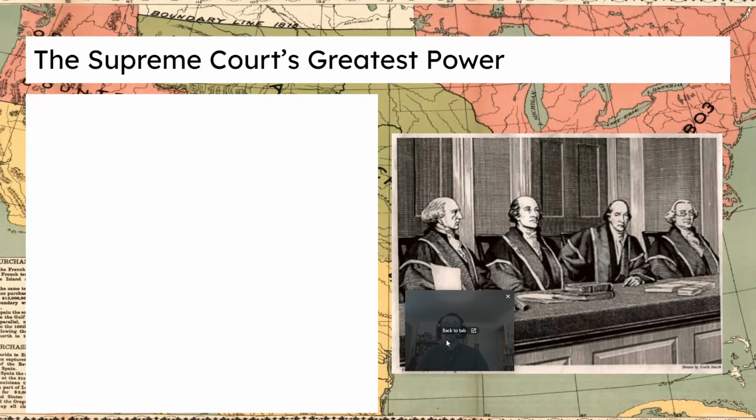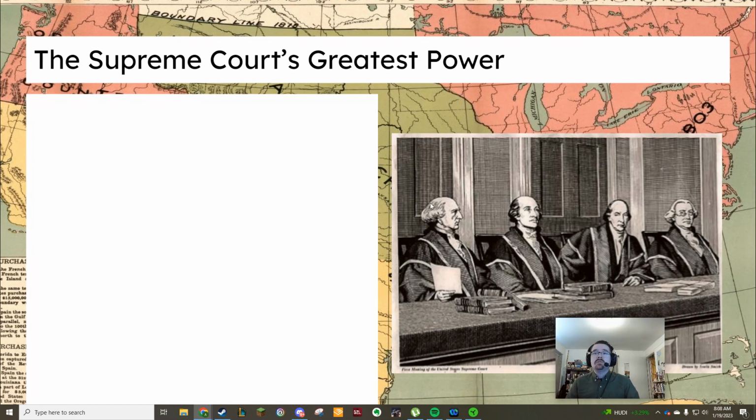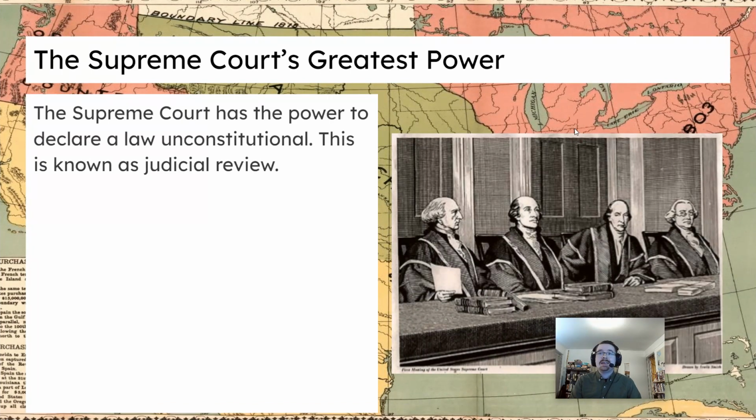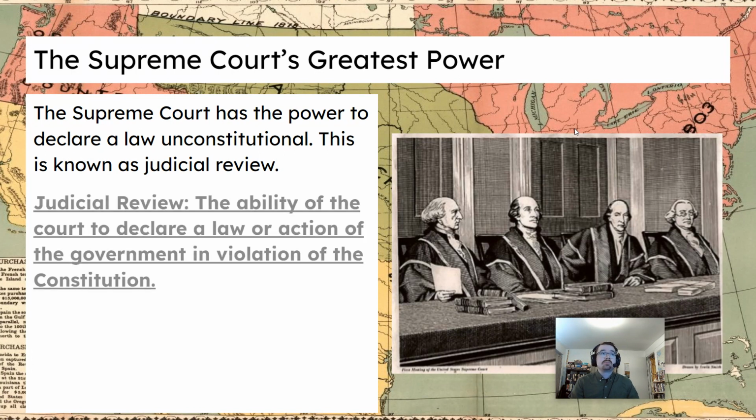Now, at this time, the court, led by Chief Justice John Marshall, is made up of 6 men. The Supreme Court under Marshall is going to say that the Supreme Court has the power to do something called judicial review, to declare a law unconstitutional.